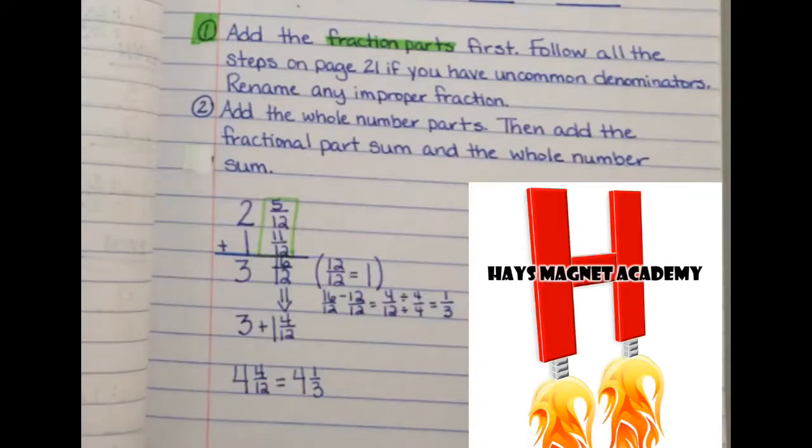All right, the first step was to add the fractional part. So right here, I wrote out that we're going to add 2 5/12 plus 1 11/12. Our denominators are common, so we don't have to worry about changing that. We're going to add the fractional parts right here. So all we had to do was add the 5 plus the 11. We're adding the numerators. That gave us 16. Our denominators are common, and they stay the same. We leave them alone, so our denominator is 12.